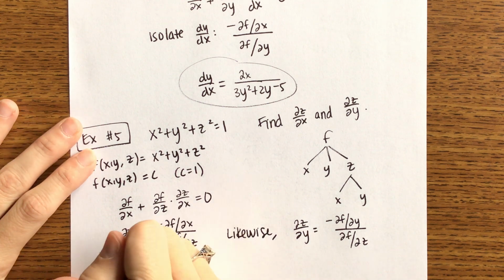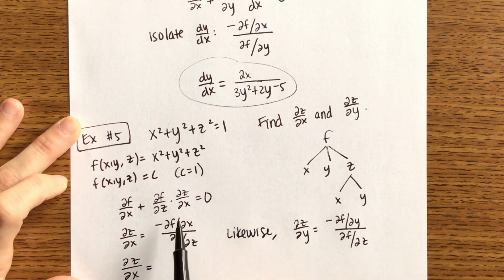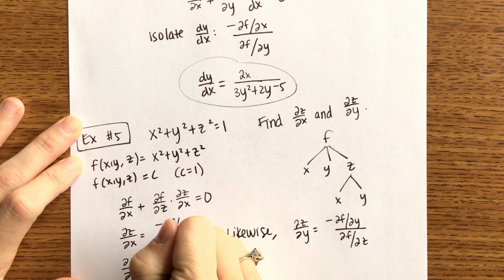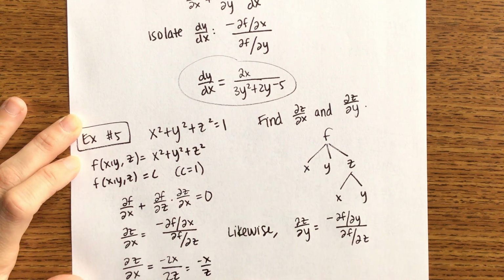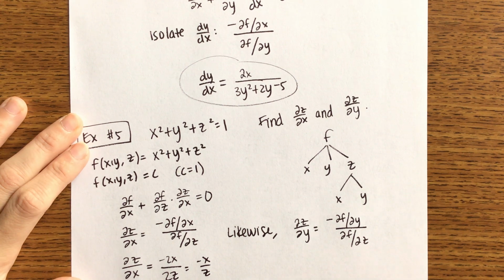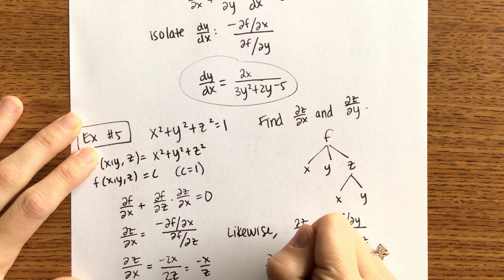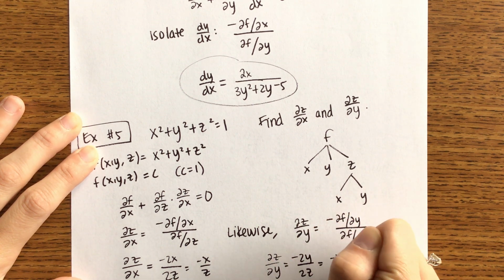So in this case, we get the partial of z with respect to x. If I take the first partial of f with respect to x right here, I'm going to get negative 2x divided by 2z, so it gives me negative x over z. For the partial of z with respect to y, I'm going to get negative 2y over 2z, so negative y over z.